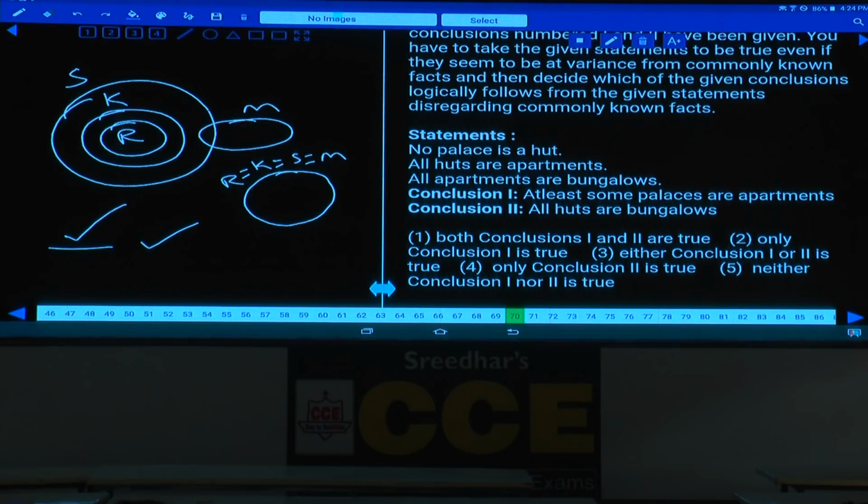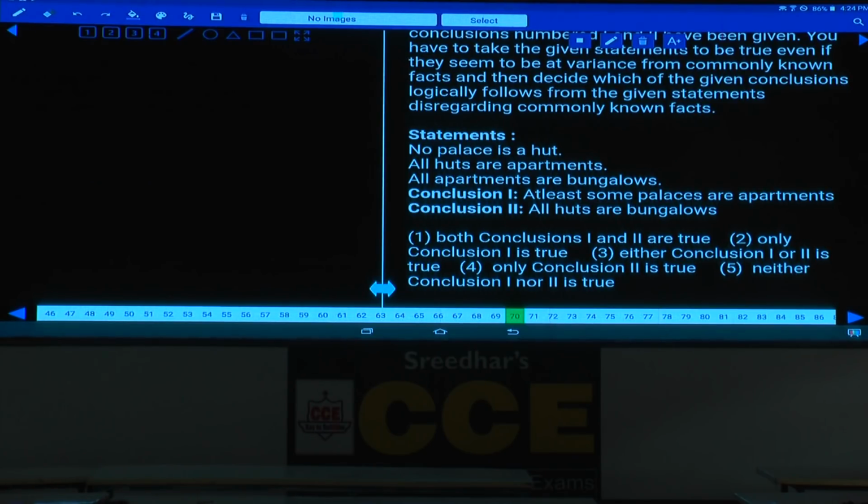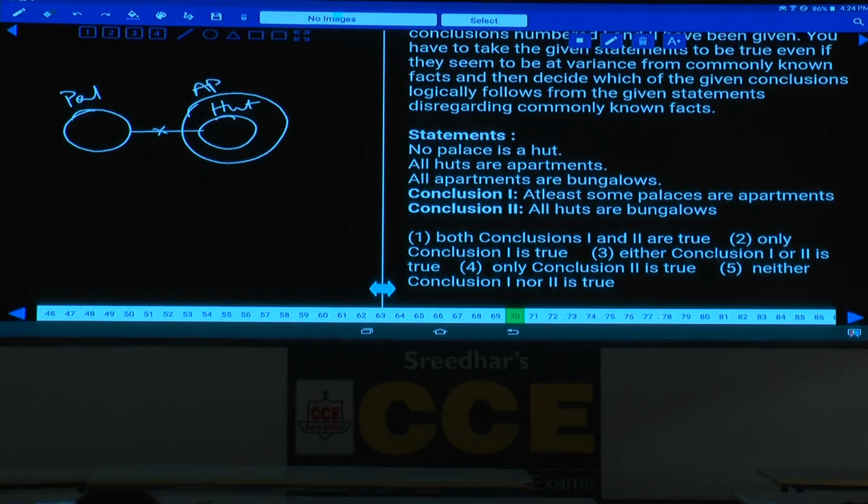Then coming to question number 70. No palace is hut. Now this is palace and this is hut. No palace is hut. Next one, all huts are apartments. All apartments are bungalows. Then first one, some palaces are apartments. Palace is here, apartment is here. There is no intersection between these two. That is false. All huts are bungalows, definitely true. Only the second conclusion follows. And the second conclusion is an affirmative conclusion that will be true forever, choice 4.